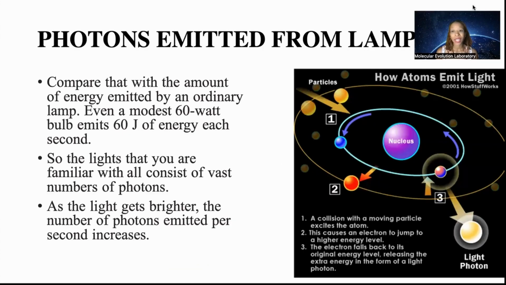So how exactly are we able to see the light? Compare that with the amount of energy emitted by an ordinary lamp. Even a modest 60-watt bulb emits 60 joules of energy each second.